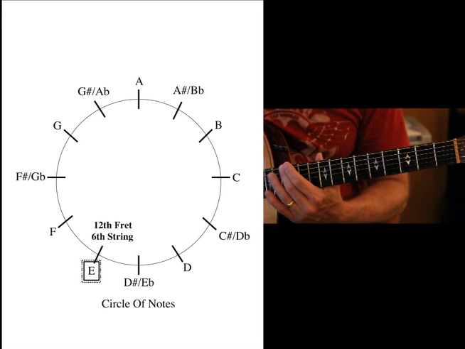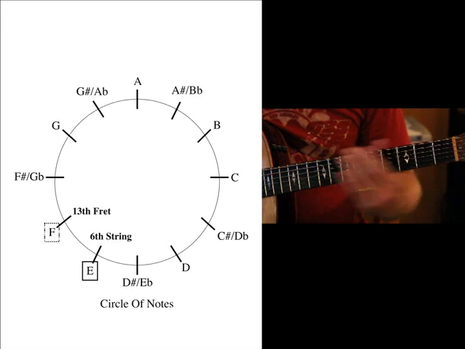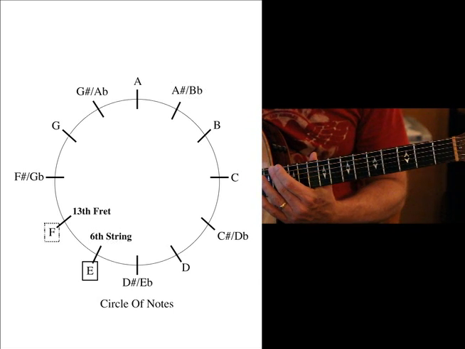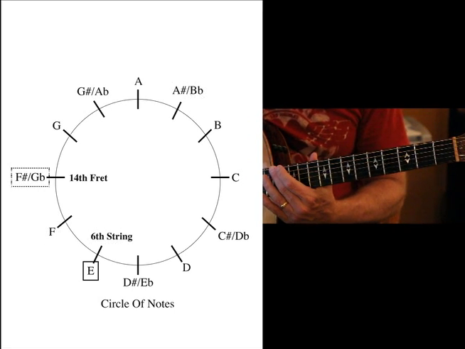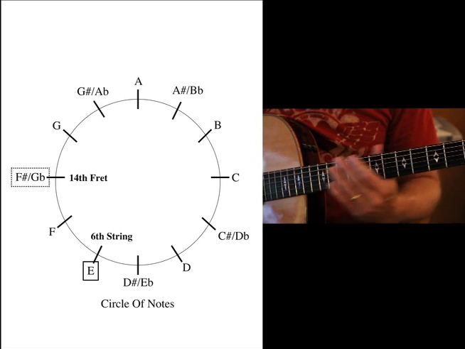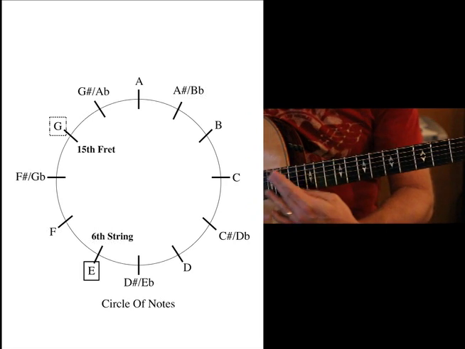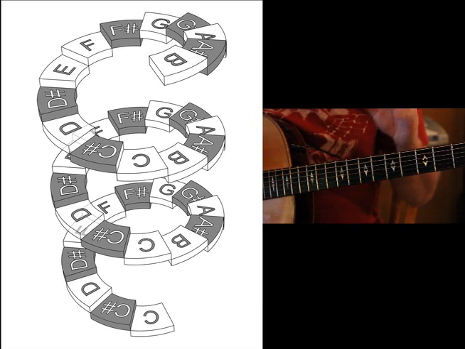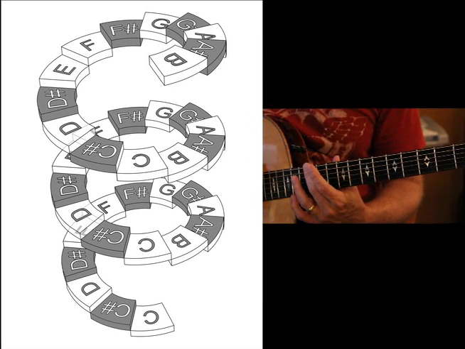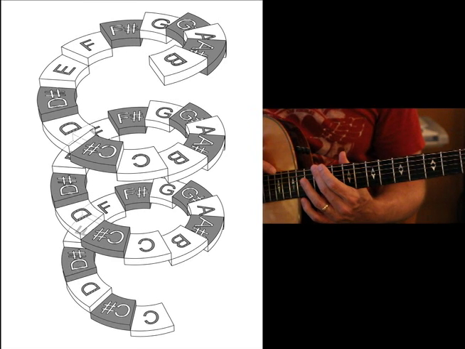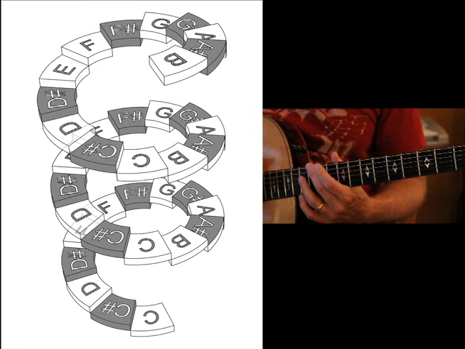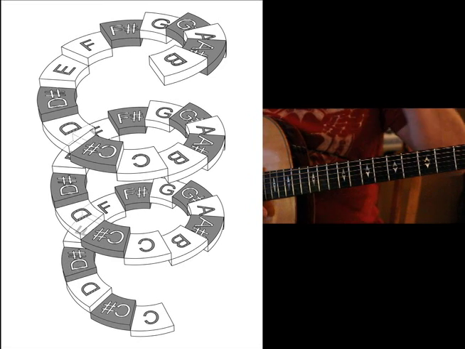Here the 13th fret is an F, just like the 1st fret was. The 14th fret is an F sharp or G flat, just like the 2nd fret was. And the 15th fret is a G, and so forth and so on. So you can think of the circle of notes, once you span an octave and go beyond that, more like a spiral staircase, that every time you do 360 degrees, you go up another octave.